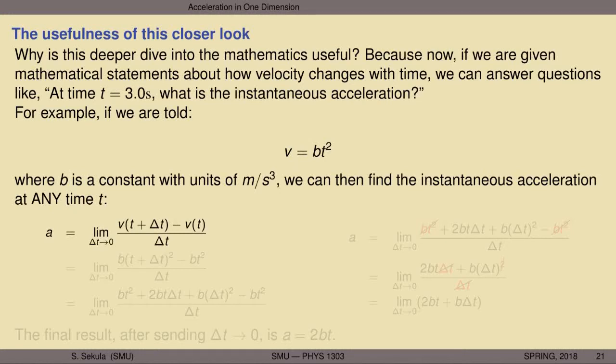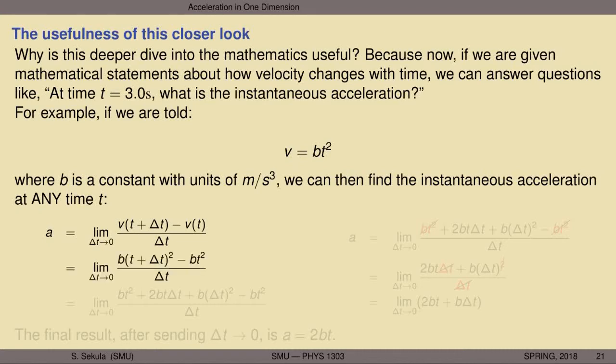In the first step, we simply begin by writing down the equation for the instantaneous acceleration. a is the limit as delta t goes to zero of v at a time t plus delta t minus v at a time t, that whole quantity divided by delta t. Well, that's all nice, but we actually have the function now for v. We know that v equals bt squared. So whatever appears inside the parentheses here and here, we will substitute into where you see t squared in this equation, and we'll replace the v of t's with an actual function, that is bt squared.